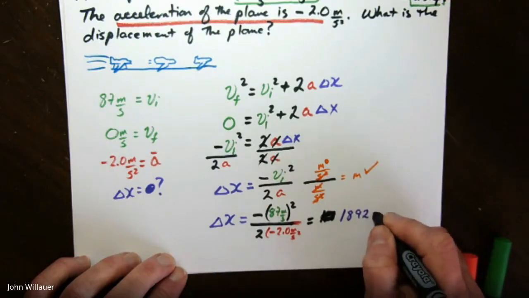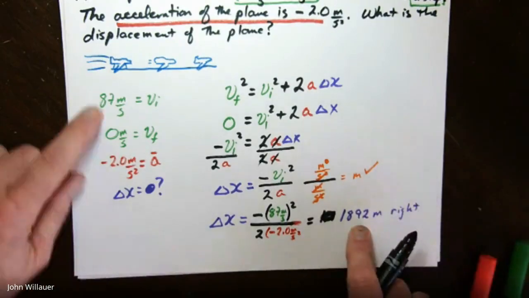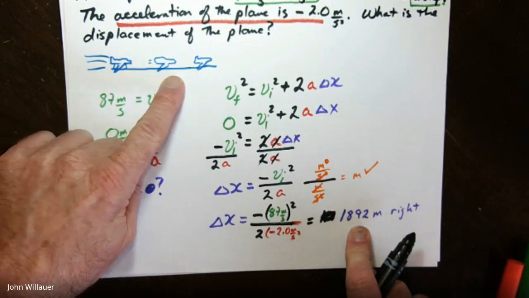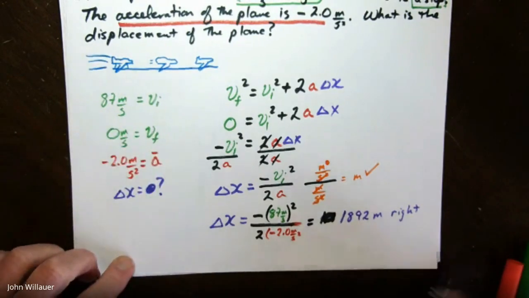1,892 meters, and that would be to the right. So when this airplane landed, it traveled 1,892 meters until it came to a full stop.